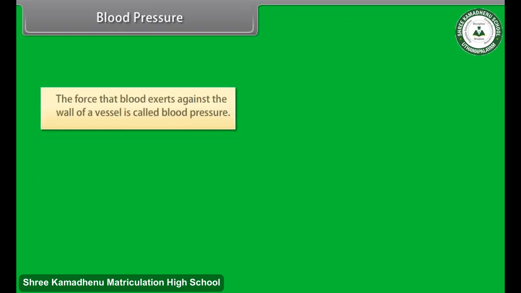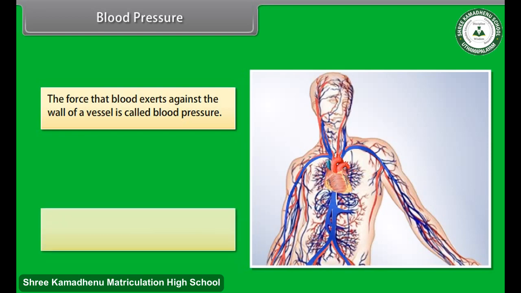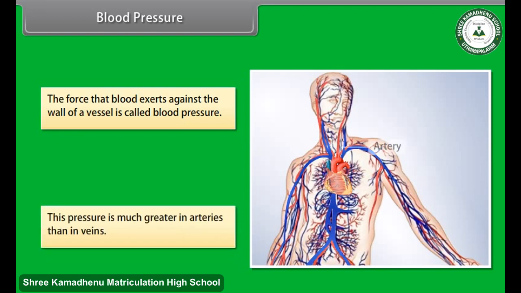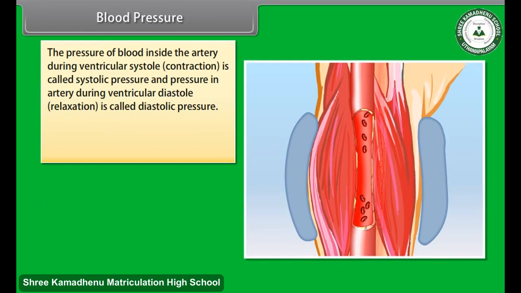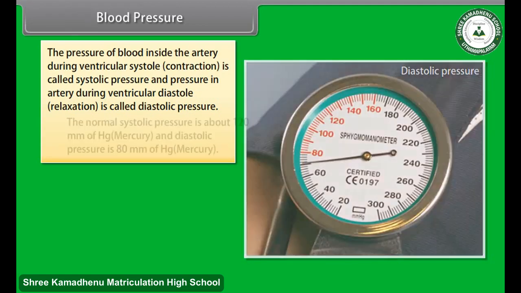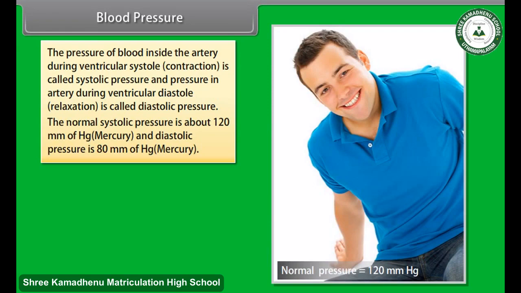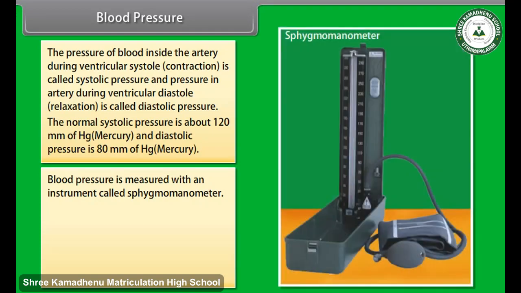Blood pressure. The force that blood exerts against the wall of a vessel is called blood pressure. This pressure is much greater in arteries than in veins. The pressure of blood inside the artery during ventricular systole, contraction, is called systolic pressure, and pressure in artery during ventricular diastole, relaxation, is called diastolic pressure. The normal systolic pressure is about 120 mm of mercury, and diastolic pressure is up to 80 mm of mercury. Blood pressure is measured with an instrument called sphygmomanometer.